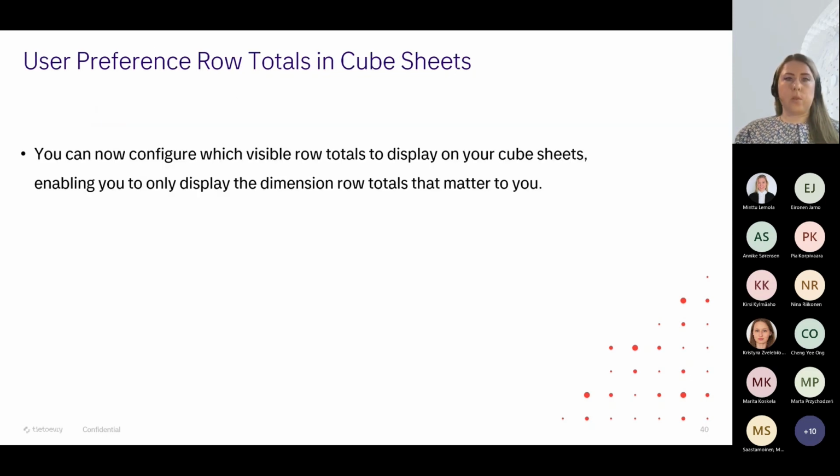User preference row totals in Cube Sheet is the next feature. Workday adds a new Hide Row Total tabs on the Display option menu of your Cube Sheets, enabling you to configure which visible row totals to display based on the selected dimensions. Row totals are visible based on which dimension you display on your user view state, and Workday displays those row totals based on your selections on this tab.